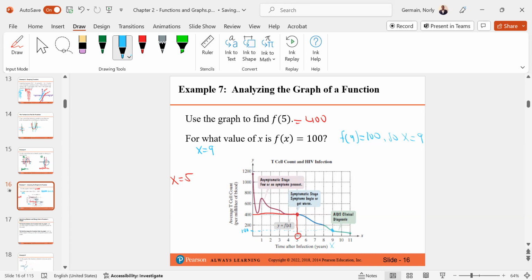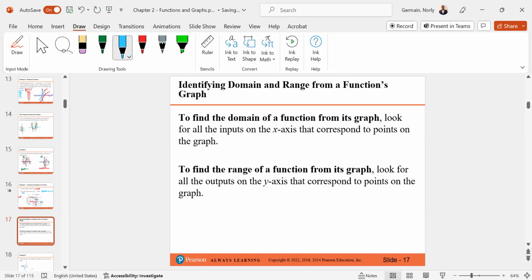Domain and range, you can see them from a graph also. To find the domain of a function from its graph, look for all the inputs on the x-axis that correspond to a point on the graph. And to find the range of a function from its graph, look for all the outputs on the y-axis that correspond to a point on the graph. So I think that's something you can really verify here, for example, in this one. I'm sorry, it doesn't move.